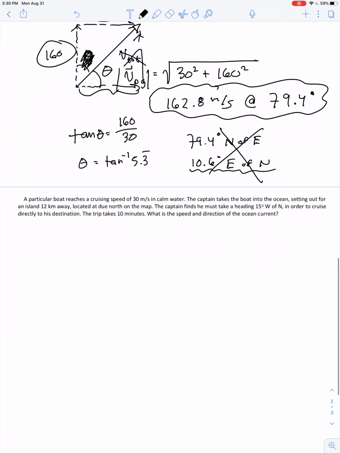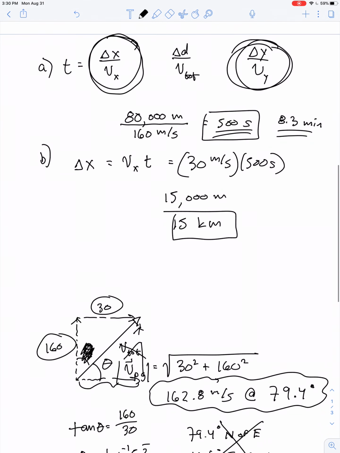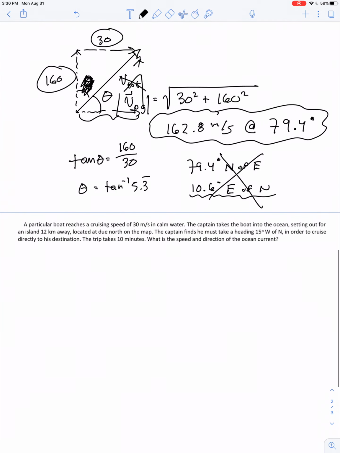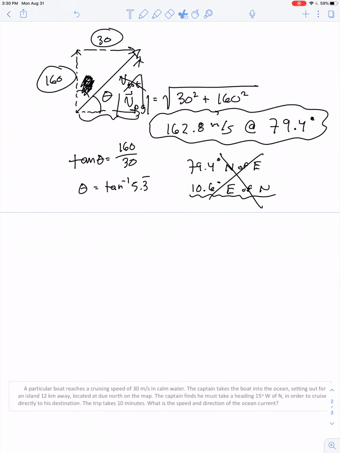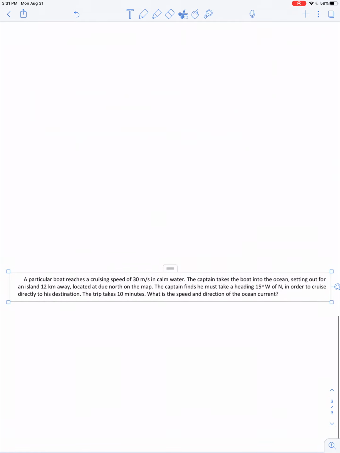Okay, so our diagram will look a little different in this case. Let me make some room here. Here's our next problem we want to solve. So get that out of the way. There we go.